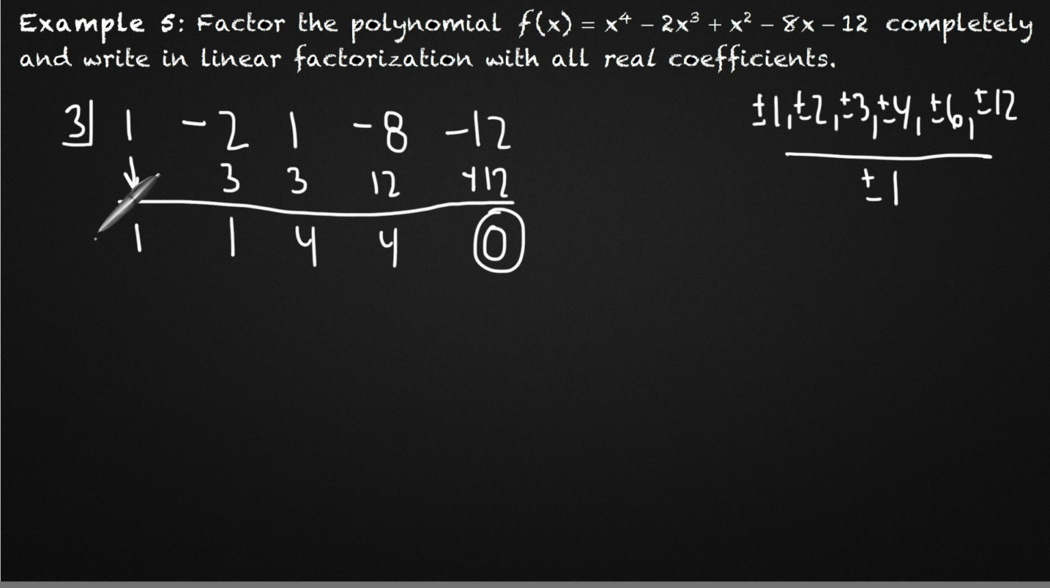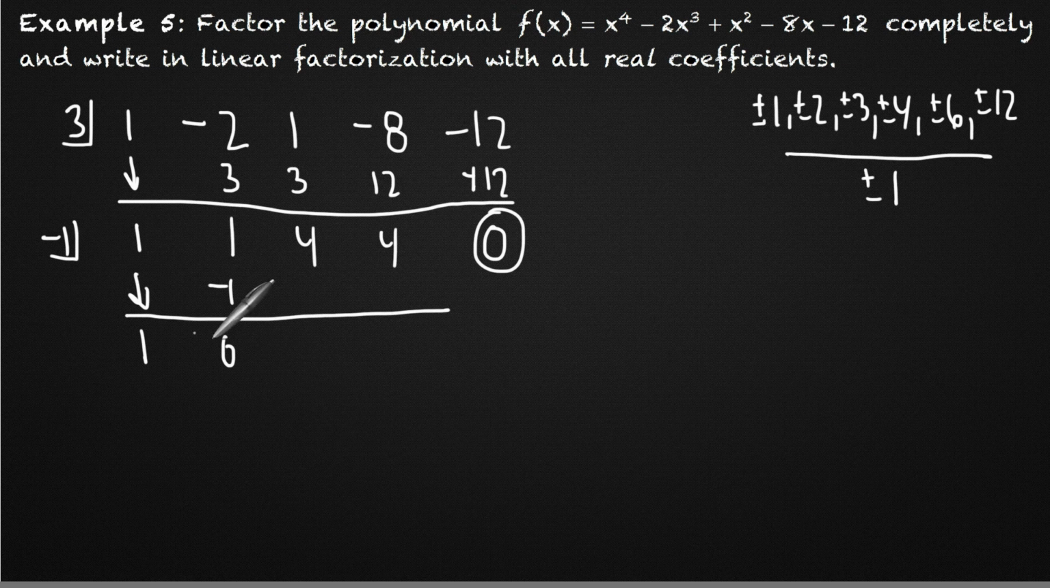And then I know that negative 1 works. Once again, a lot of times the opposite of this second number works when you get it down to a cubic function, but not all the time, but oftentimes. So we're going to bring down the 1, and negative 1 and 1 is negative 1. Add that is 0. 0 times anything is 0. Add that is 4. Negative 1 and 4 is negative 4. That's going to be 0. So we get a second remainder.